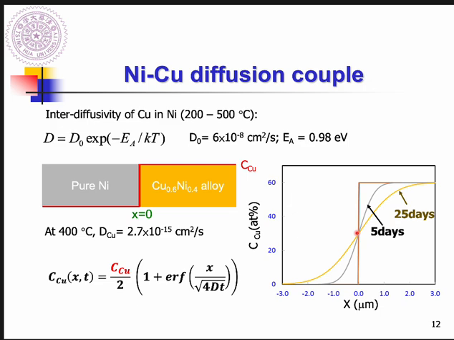The concentration does not change with time, which is at x equals 0. The concentration always equals C_left plus C_right, take the average. Also, on your right-hand side and left-hand side, the concentration remains constant even as time increases. Okay, so this is regarding the diffusion couple.